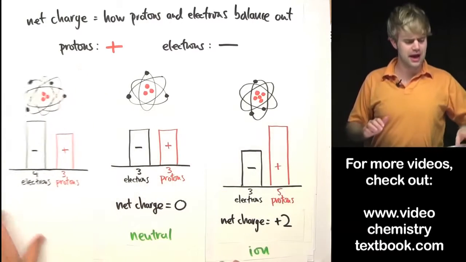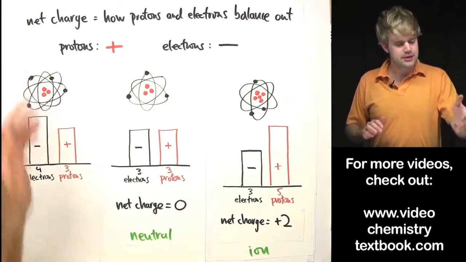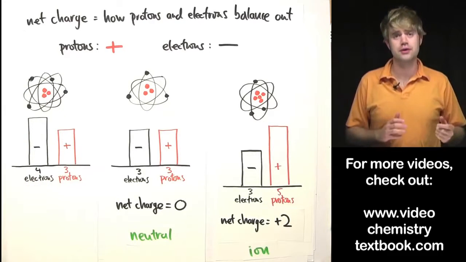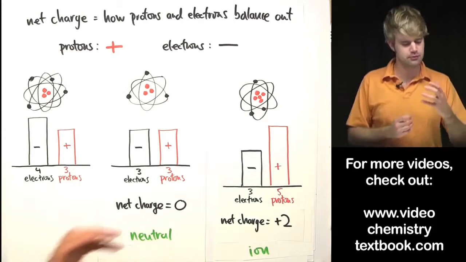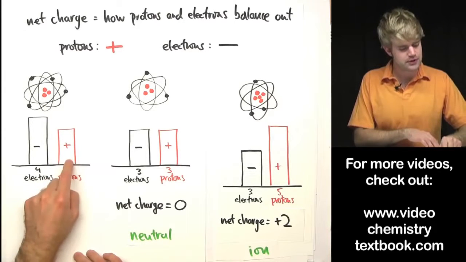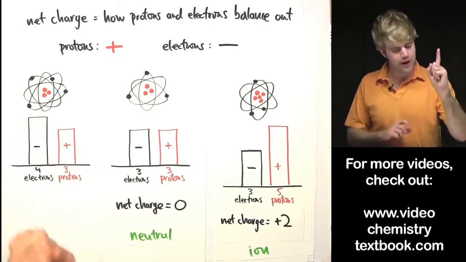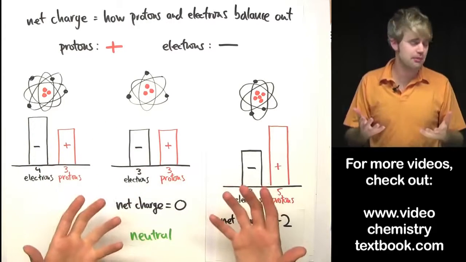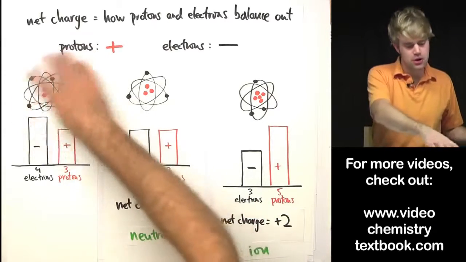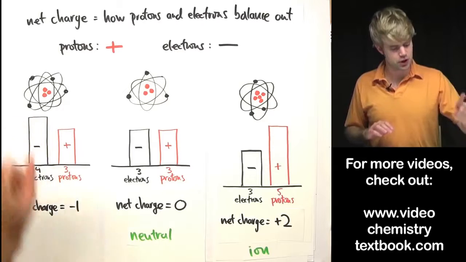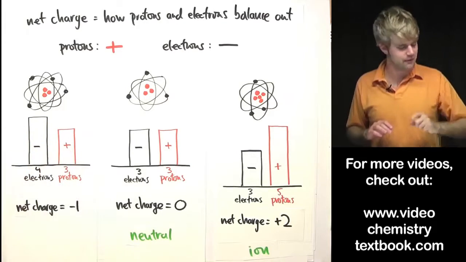Now the opposite can happen as well. Here is an example where an atom has 4 electrons and 3 protons. So now it's got more electrons than protons. These 3 protons can only balance out 3 of the electrons, so I have 1 more electron that's not getting balanced out. That means that this total charge is going to be -1. That's the charge of this 1 more electron that I have than protons.